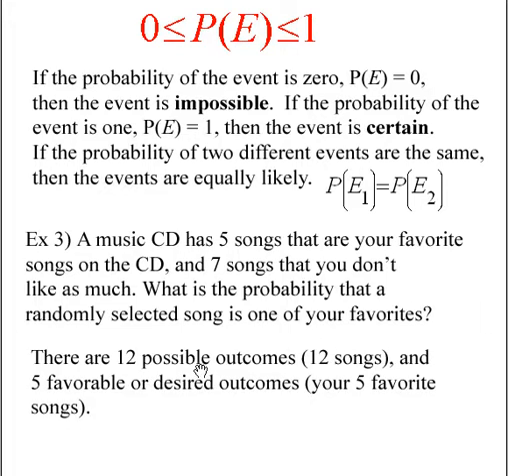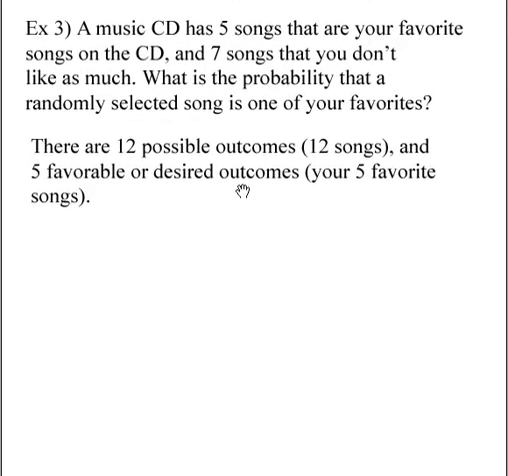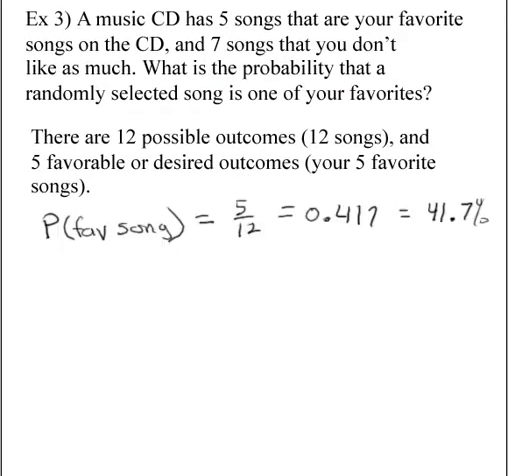Well, for the denominator, there are 12 possible outcomes. Why? Because there are 12 songs on the CD. There are 5 what we call favorable or desired outcomes, because there are 5 of your favorite songs. So the probability of getting one of your faves is 5 out of 12. If we use a calculator and write that as a decimal, that's 0.417. Or if we go for percent, that's 41.7%.